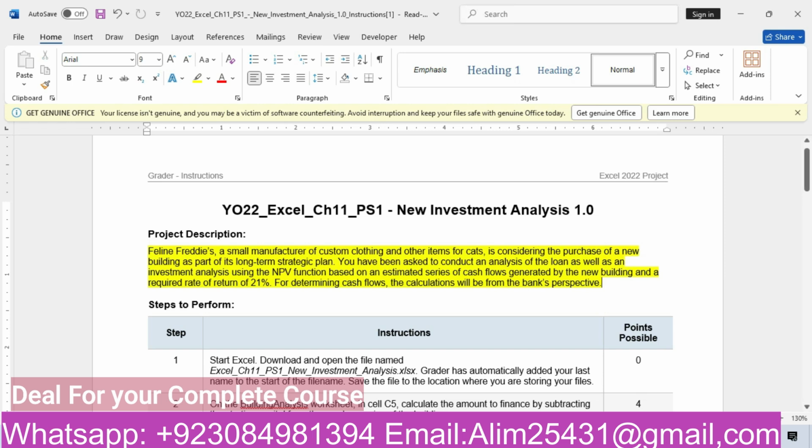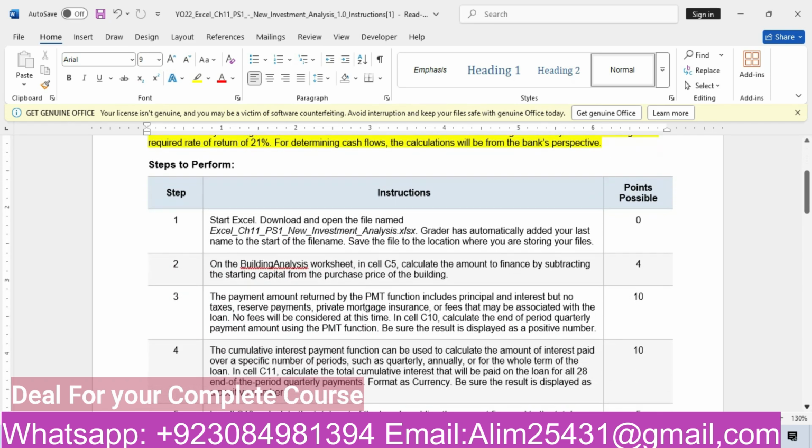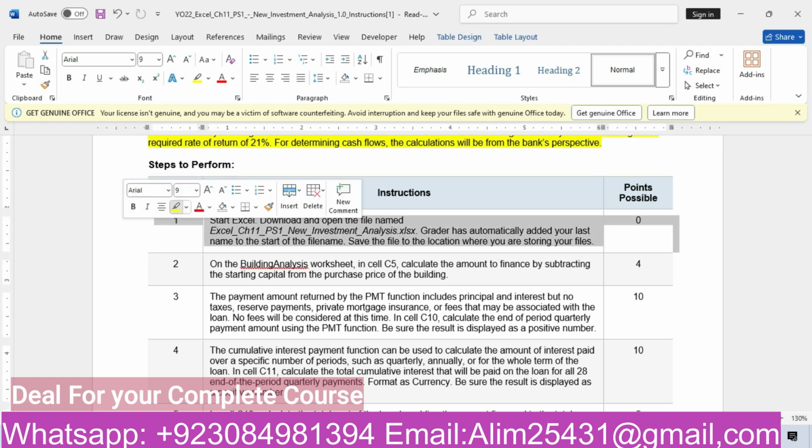Filani, a small manufacturer of custom clothing and other items for cats, is considering the purchase of a new building as a part of a long-term strategic plan. You have been asked to conduct an analysis of the loan as well as an investment analysis using the NPV function, based on the estimated series of cash flows generated by the new building and a required rate of return of 21% for determining cash flow. The calculation will be from the bank representative. That's our project description. We will move to our first step.